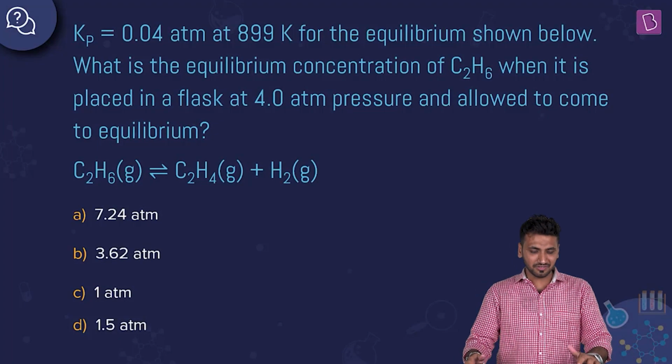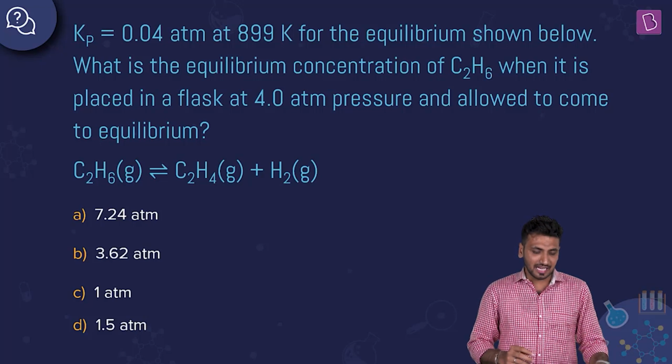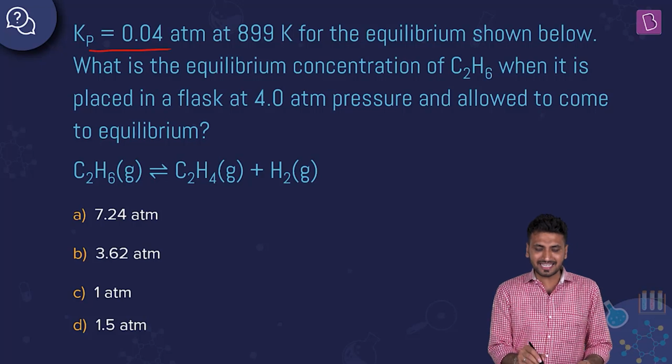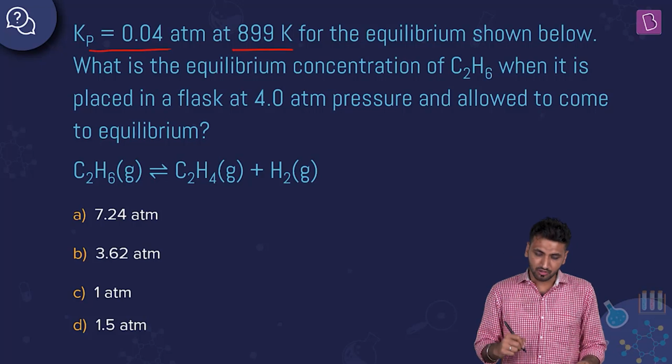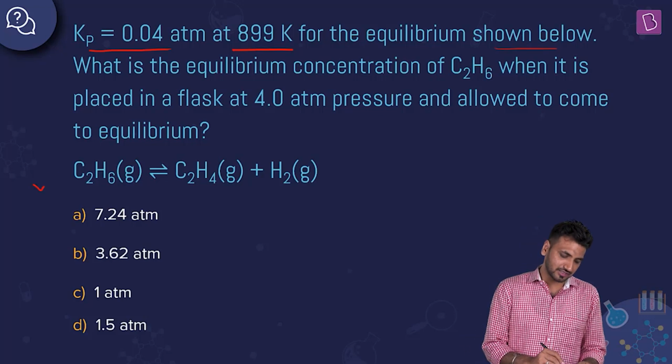Yeah, so here we have a question from the equilibrium chapter. Let's see what the question says. Kp is equal to 0.04 atm at 899 Kelvin for the equilibrium shown below. Here is the reaction given to you.